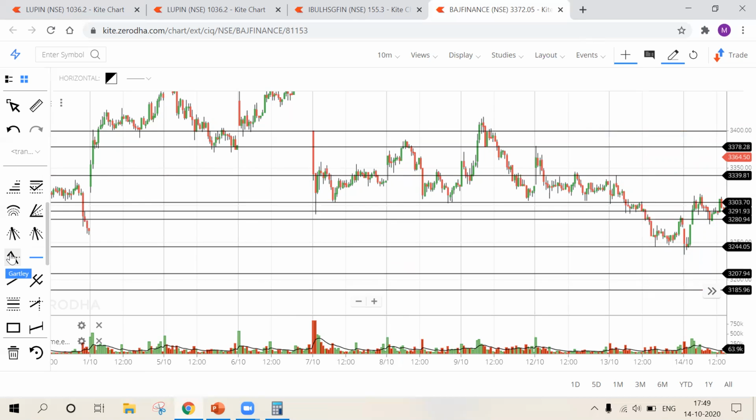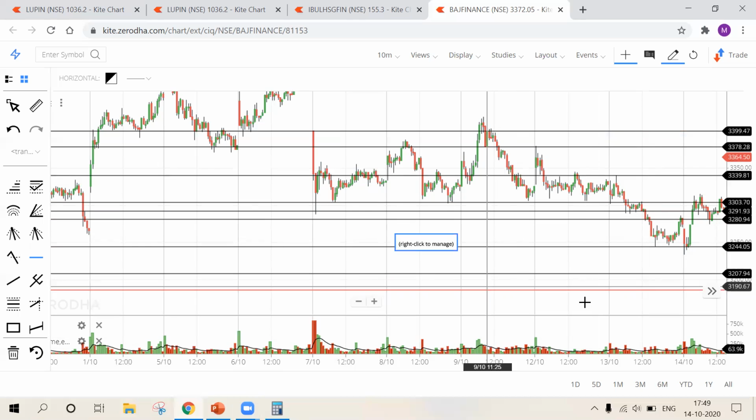To do that, you need to click on pencil icon on the chart. Then you need to select Fibonacci retracement tool from the drawing tool. Then you need to connect previous day's high and previous day's low. Then you need to select horizontal line and mark all the Fibonacci levels. Then delete Fibonacci drawing tool.